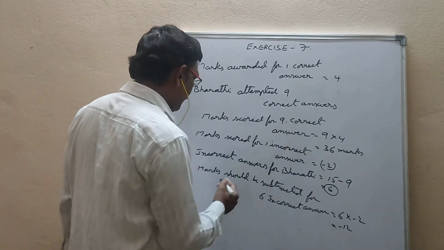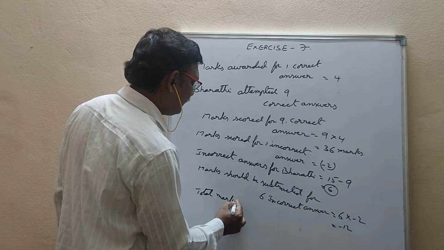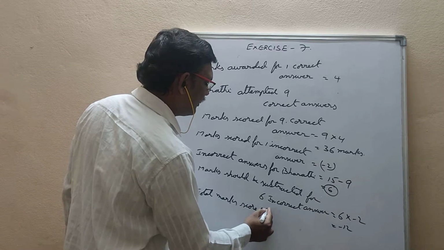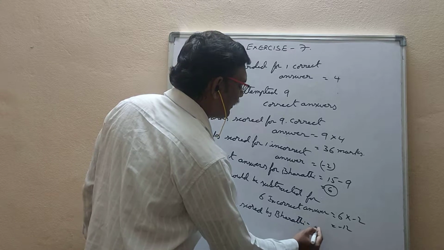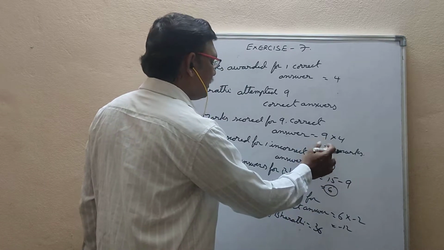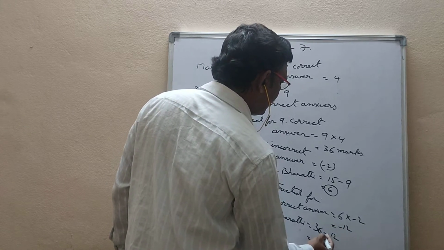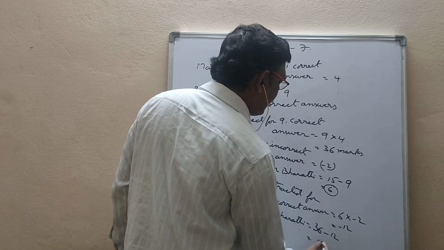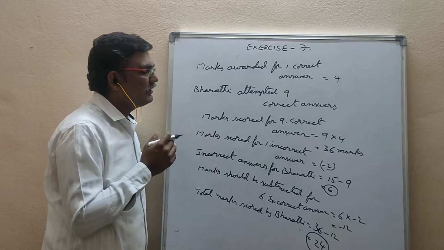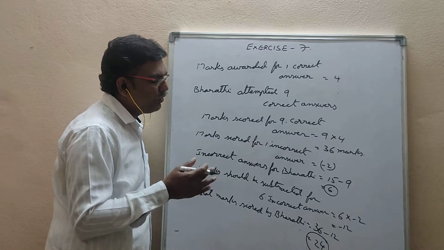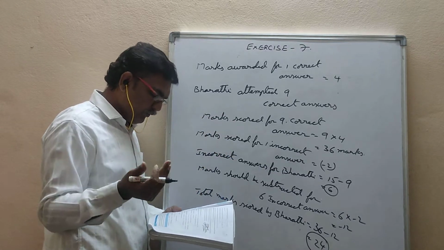Now, total marks scored. Total marks scored by Bharati is equals to, for correct answers 36 marks she scored, but for 6 incorrect minus 12, 12 marks should be subtracted. 36 minus 12 is 24. So out of 15, if she did 9 correct and 6 wrong, then she scored total marks 24. Okay, like this only you do for the next question.